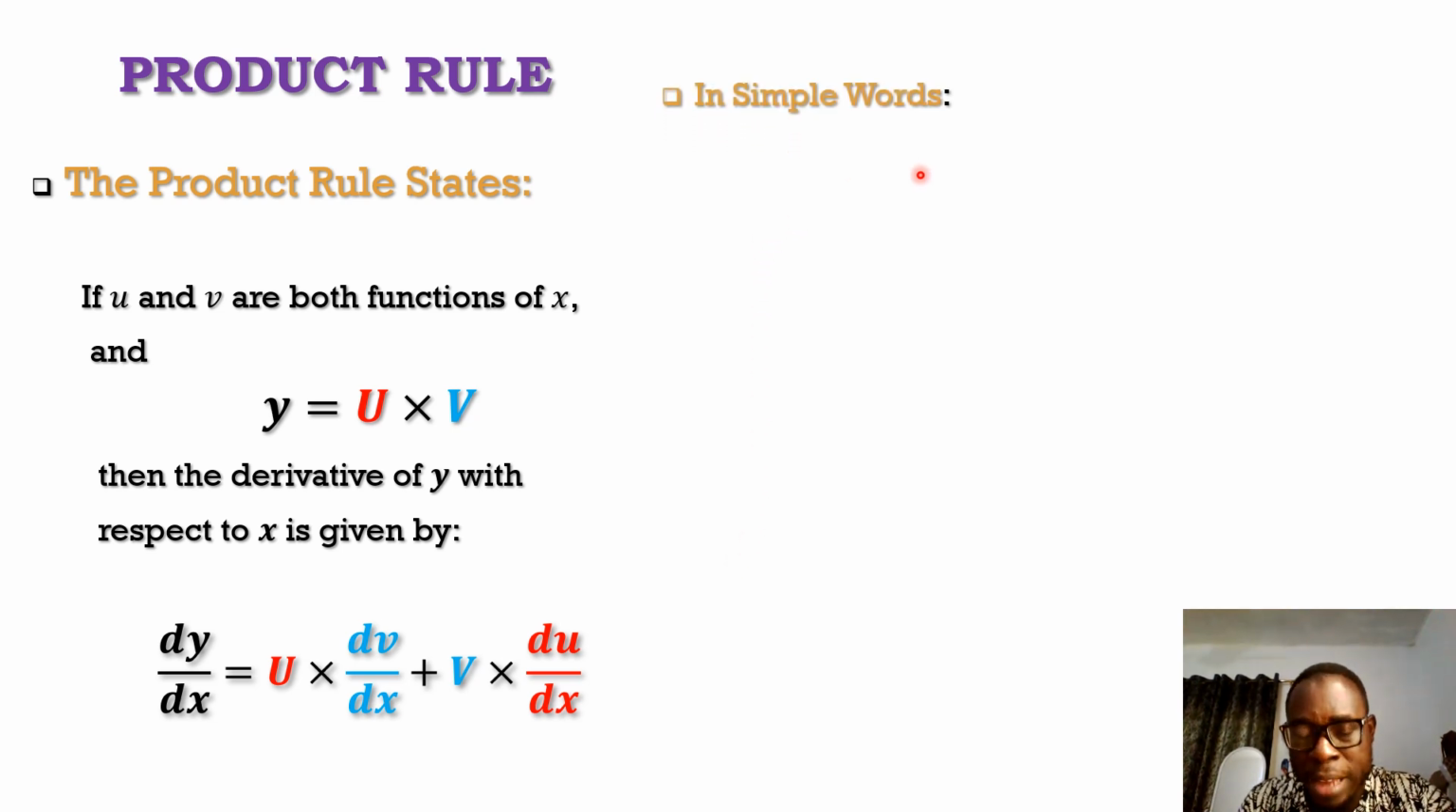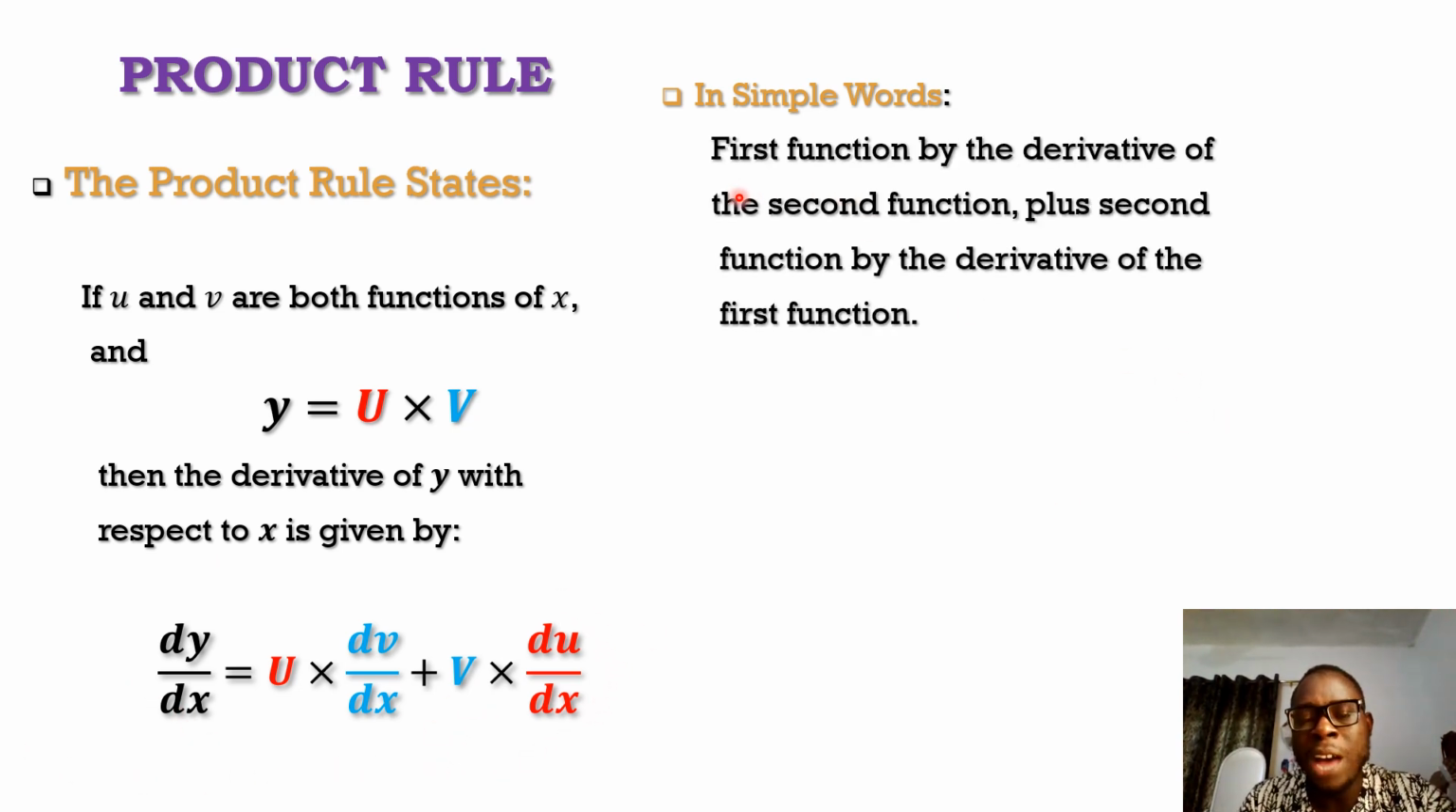So in simple words, what do we have to say about this particular rule? We have to say that dy dx is equal to the first function, u, times the derivative of the second function, dv over dx, plus the second function, v, times the derivative of the first function, du dx. So that is the product rule in differentiation.